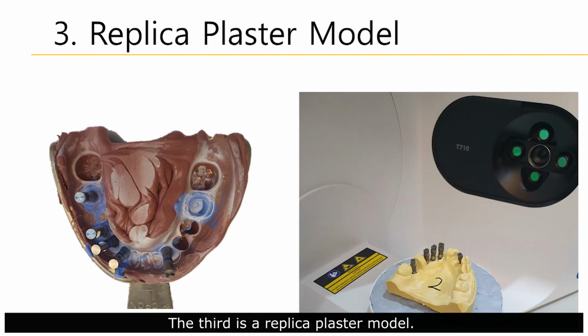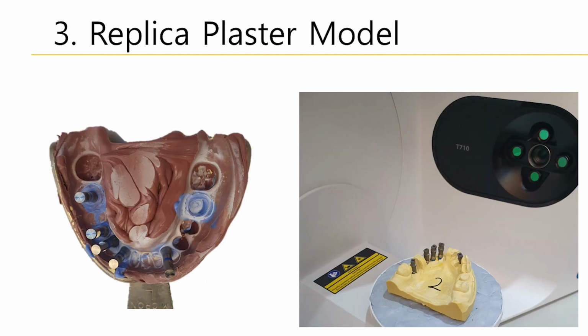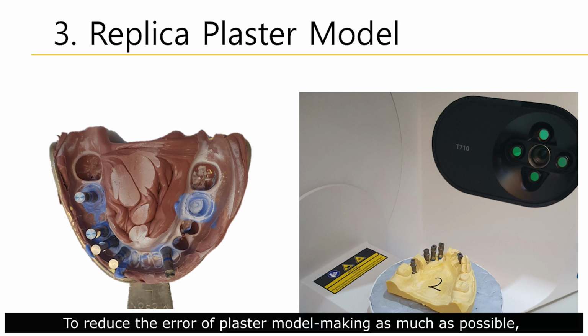The third is a replica plaster model. To reduce the error of plaster model making as much as possible, a second model was made by reusing the impression with which the reference model was made.